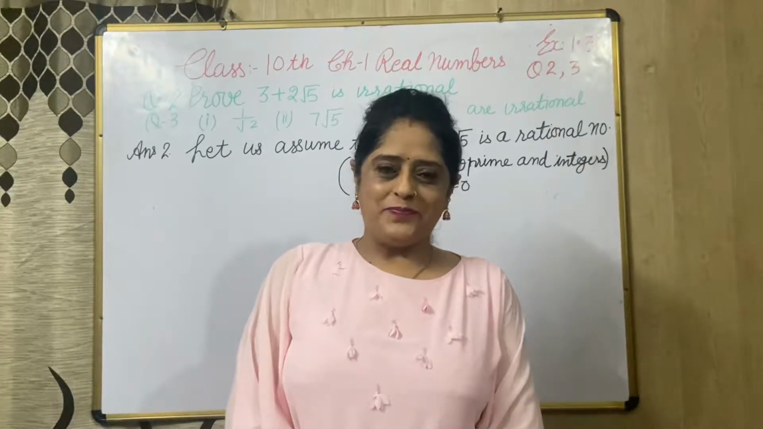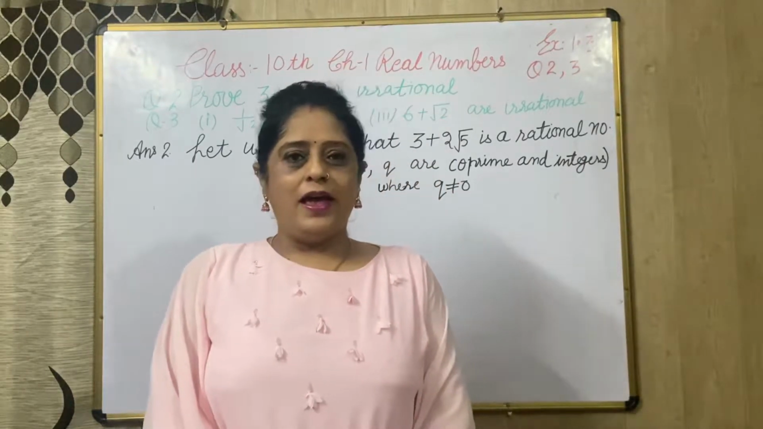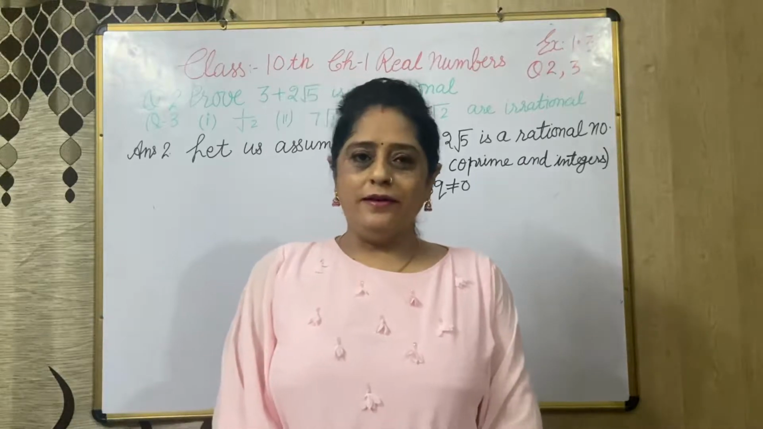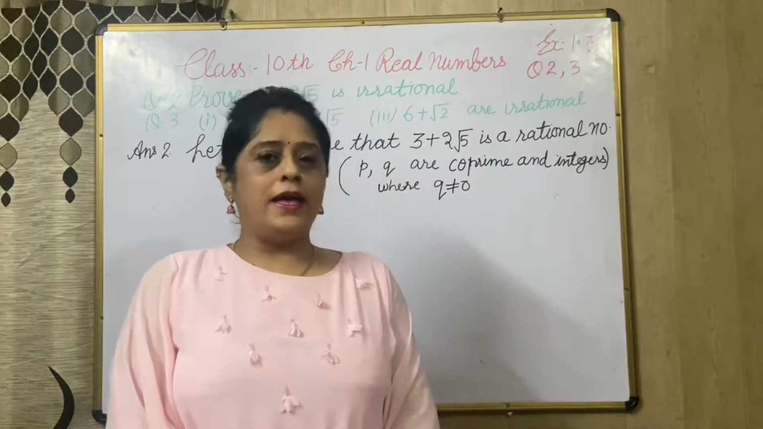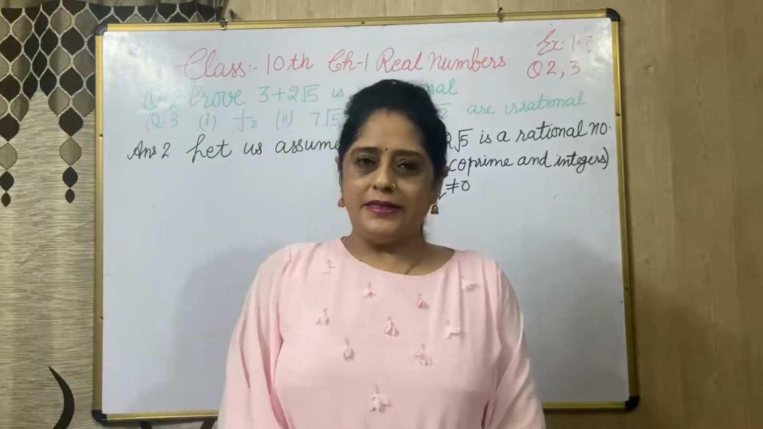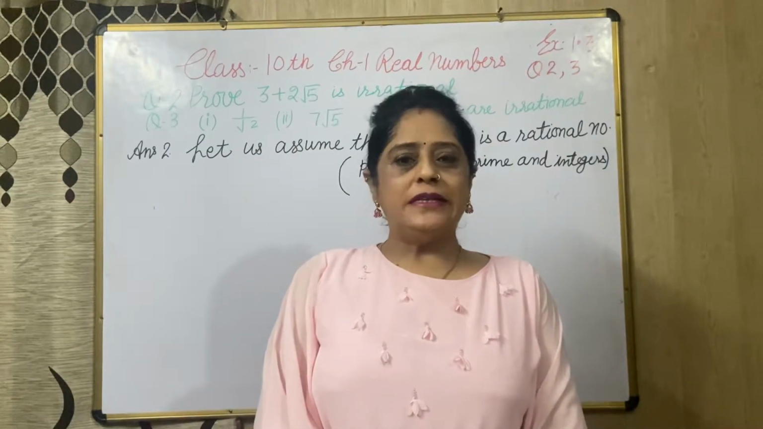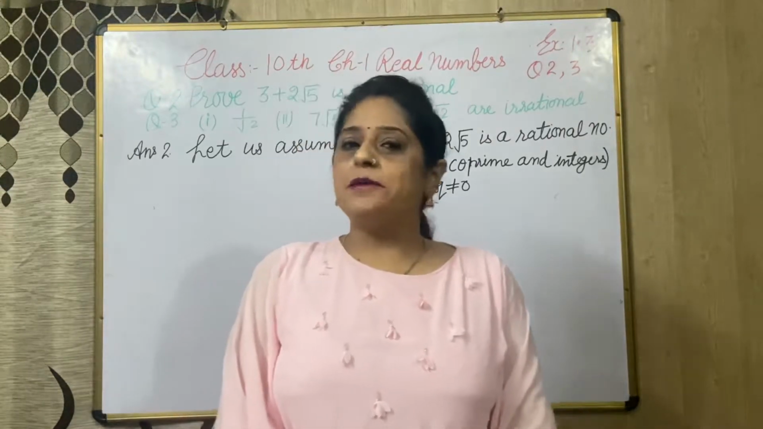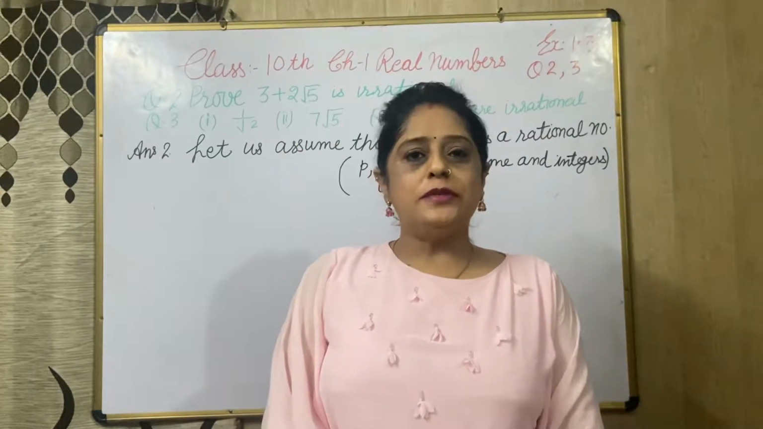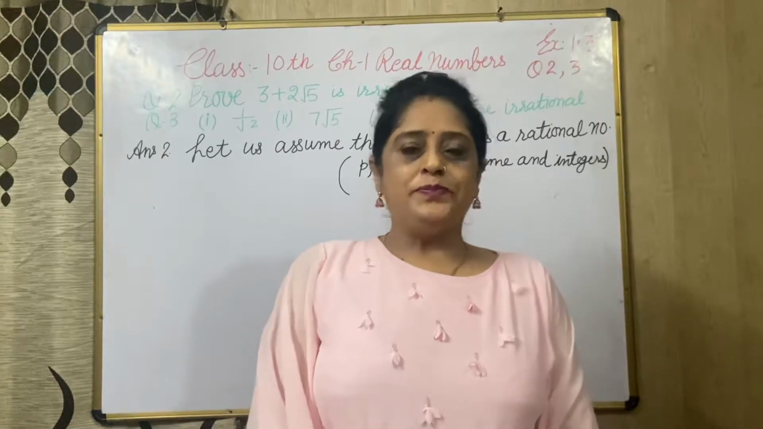Hi everyone, I am Surender Kaur and today I will explain exercise 1.3 sum number 2 and 3 parts of sum number 3. We have to prove that these are irrational numbers, and in this type of sum we will use the contradiction method.